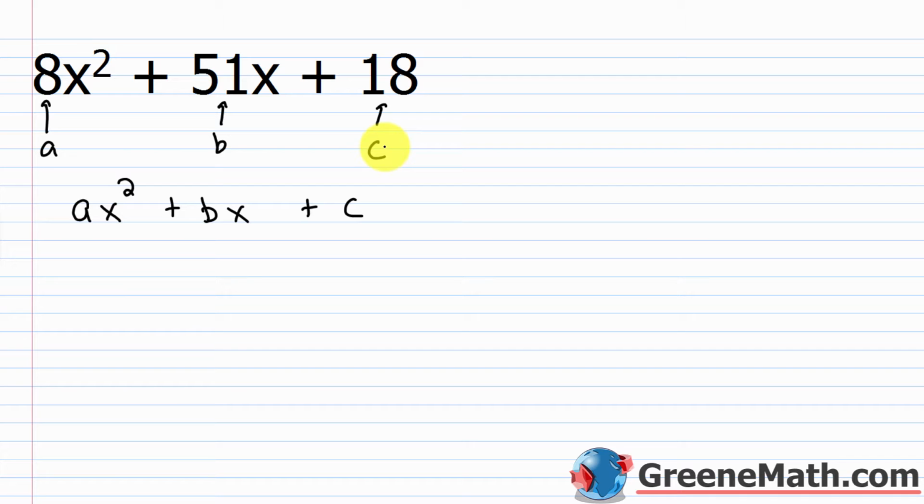So if your book says something like, we want to find two integers whose product is AC and whose sum is B, well, I know that a product of AC is what?